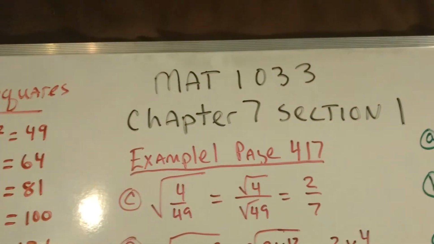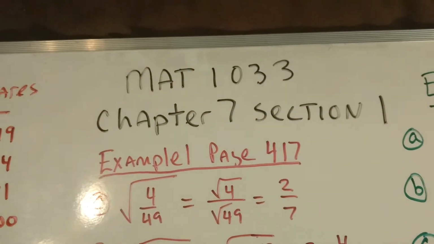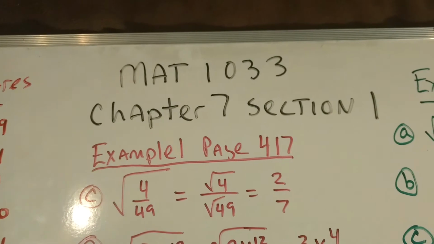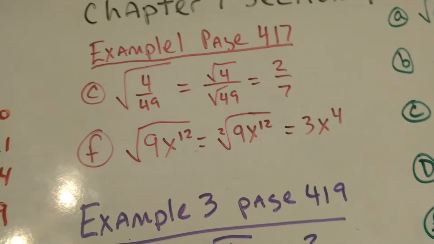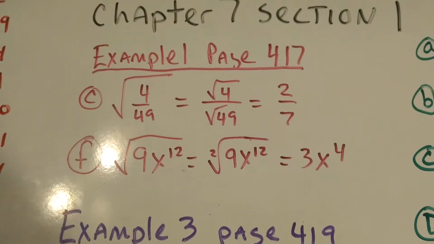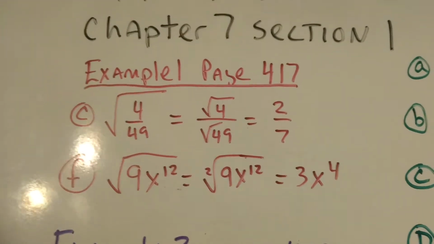Math 1033, chapter 7, section 1. The whole chapter deals with rational exponents, radicals, and complex numbers.